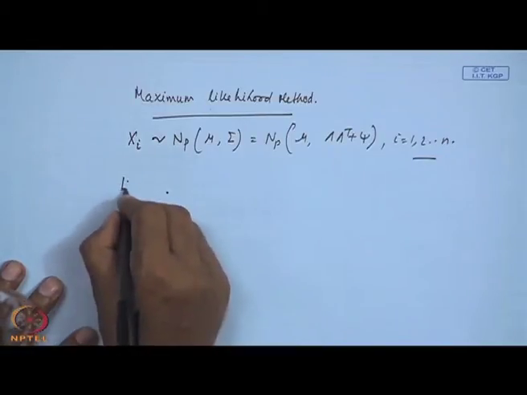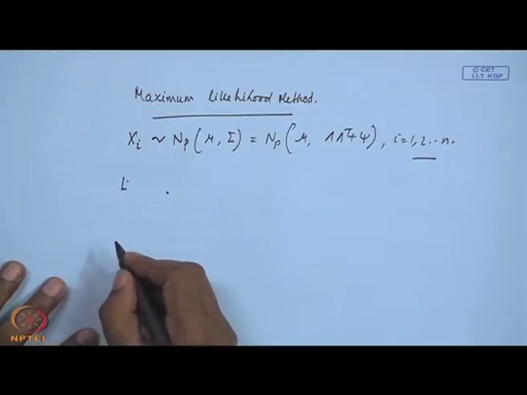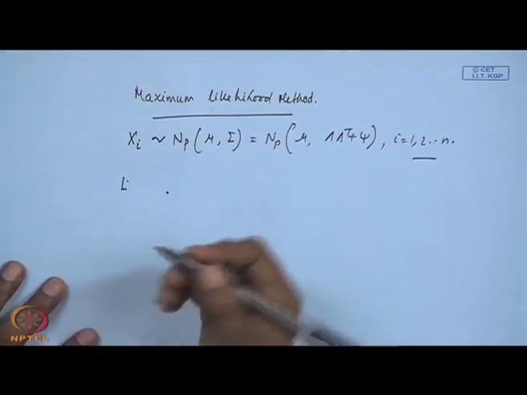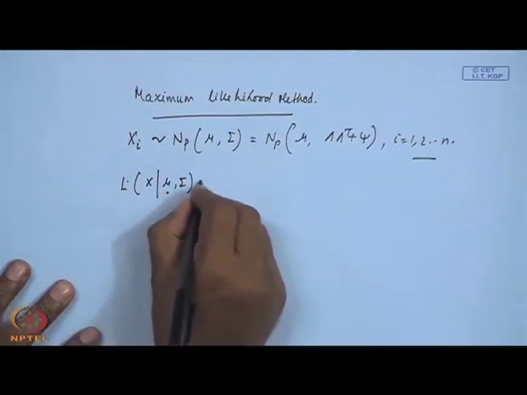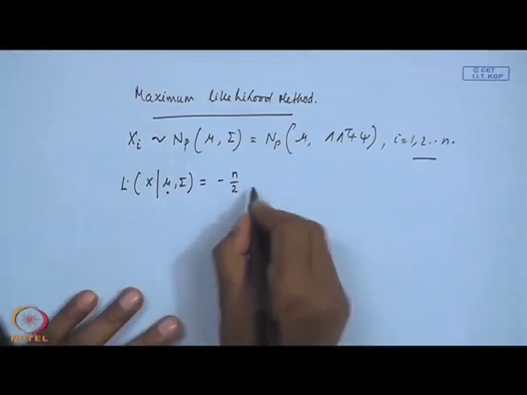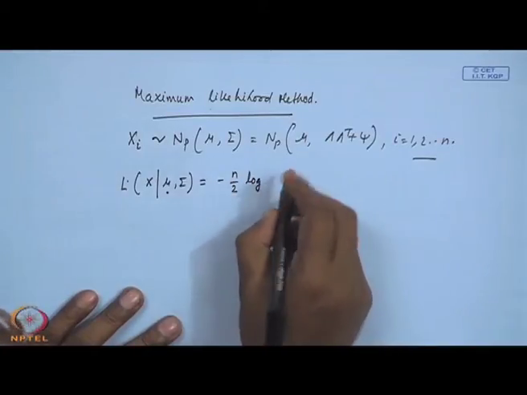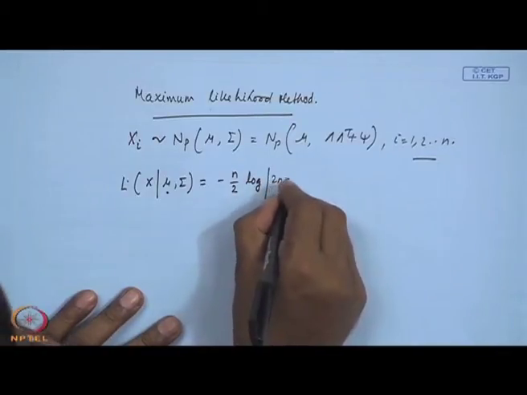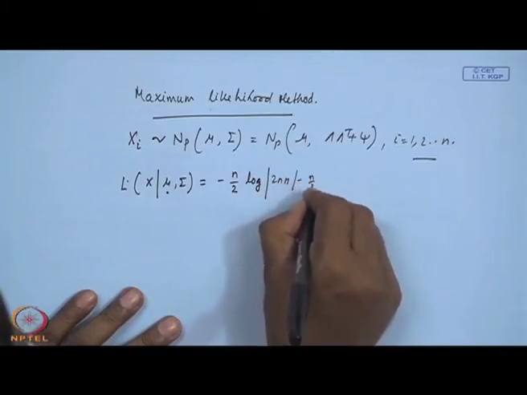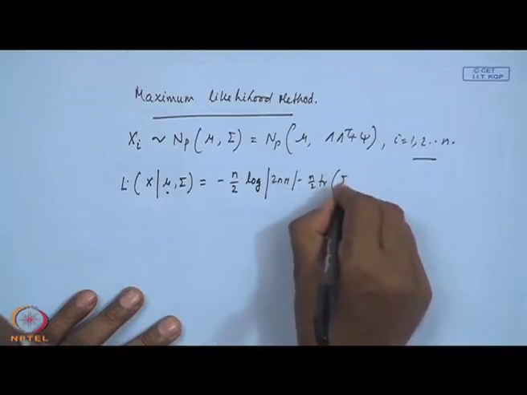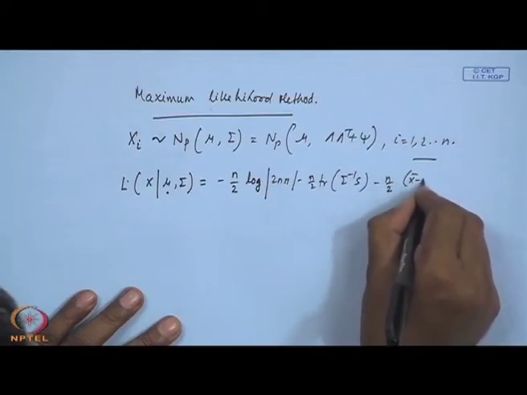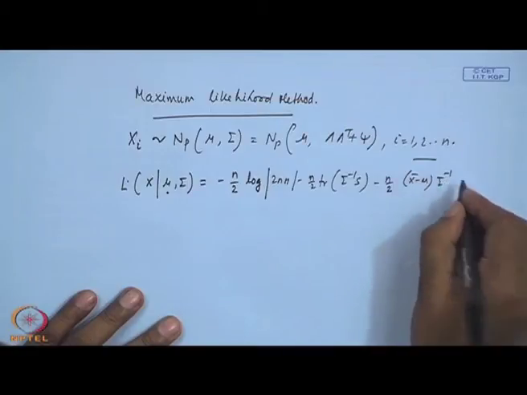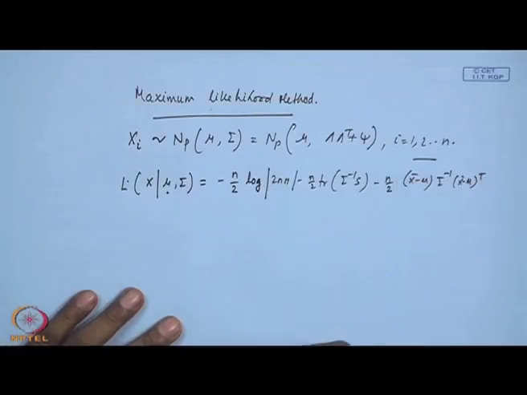So, the maximum likelihood, that we can find out, the log likelihood. So, we will first find out the maximum likelihood, then the log likelihood of x given mu and sigma. The simplified form will be like this: minus log of 2 pi, minus n by 2 trace of this, minus n by 2 (x bar minus mu) sigma inverse (x bar minus mu) transpose.